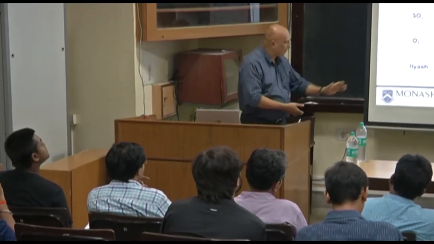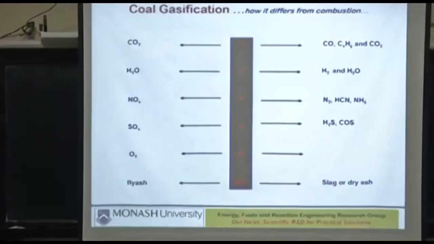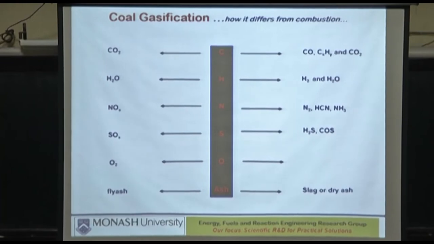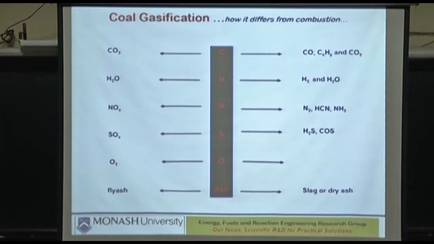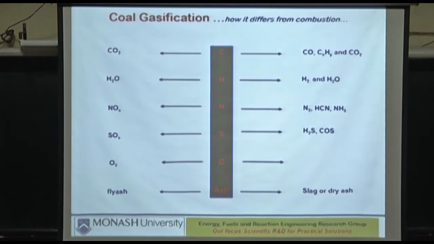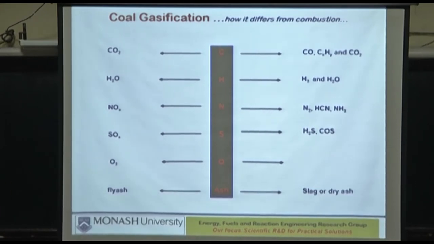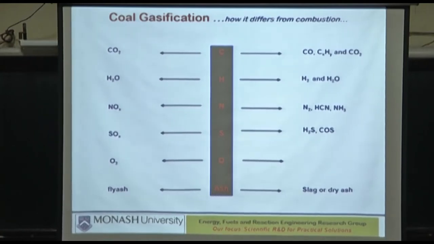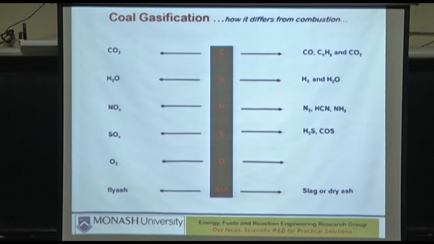The fly ash, in the combustion case, of course, comes out as fly ash particulate. It has to be eventually captured in the bottom ash hopper or in the bag filter or the electrostatic precipitator. But whatever be the case, they come out as fly ash, fine particles. But depending on the type of gasifier in the gasification plant, it will come out either as a slag or as a dry ash. And I'll spend a fair bit of time on that.